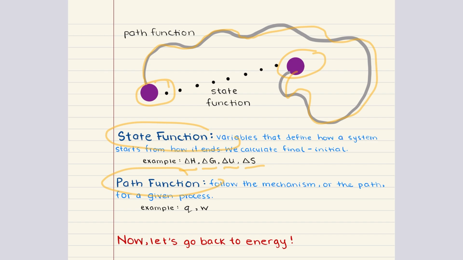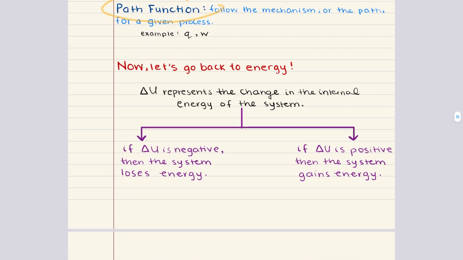Now that we've covered some important terminology, let's return to the concept of energy within a system, specifically its internal energy, which we're going to denote as U. The internal energy of a system is the total amount of kinetic and potential energy contained within all its particles. This includes the vibrations, rotations, and interactions of atoms and molecules. In other words, all forms of microscopic energy.